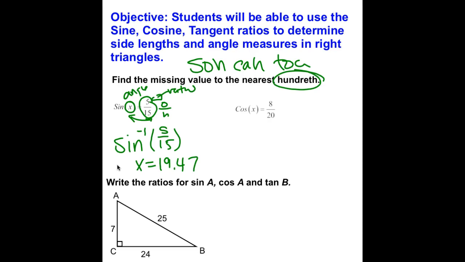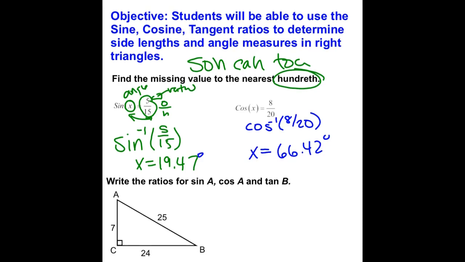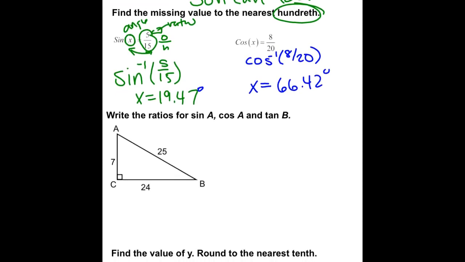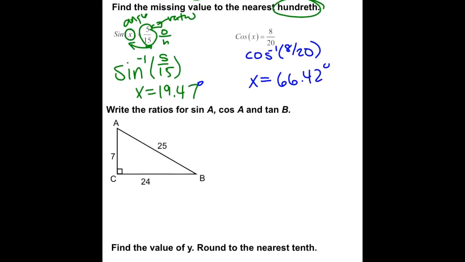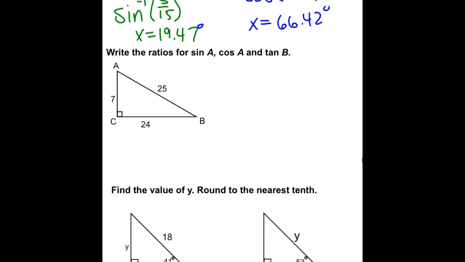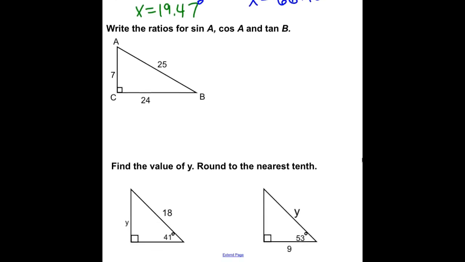Pause the video and try the next one on your own. You can check your answer with mine. I got the angle to be 66.42 degrees. So on this next one, all we're just checking is, can you set up the ratios for these different angles? We're not asking you to find how much the angle measures are, just set up the ratios.